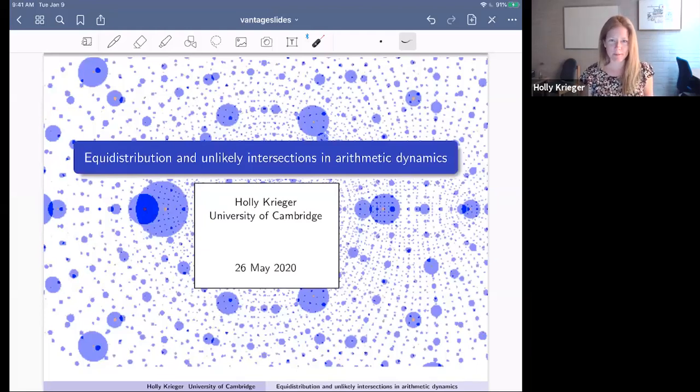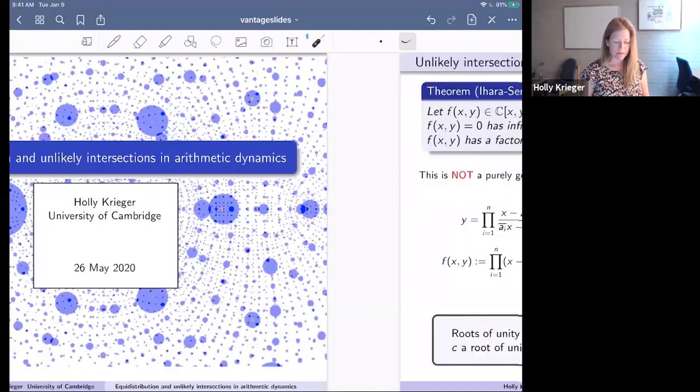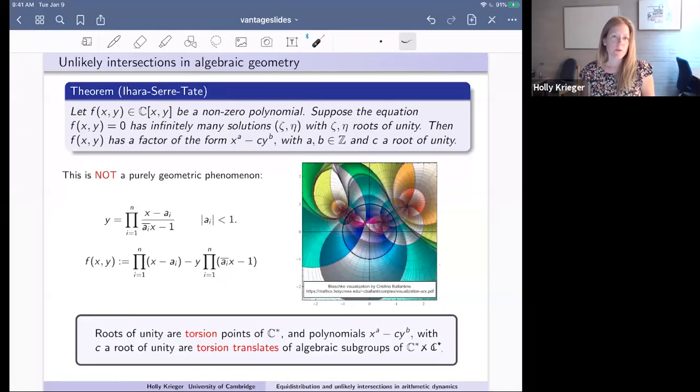I will explain to you what the picture you are looking at is, and we'll talk about this dynamical Manning-Mumford conjecture. Okay, so first of all, what do I mean by an unlikely intersection? Before you bother reading this slide, let me just exposit for a second.